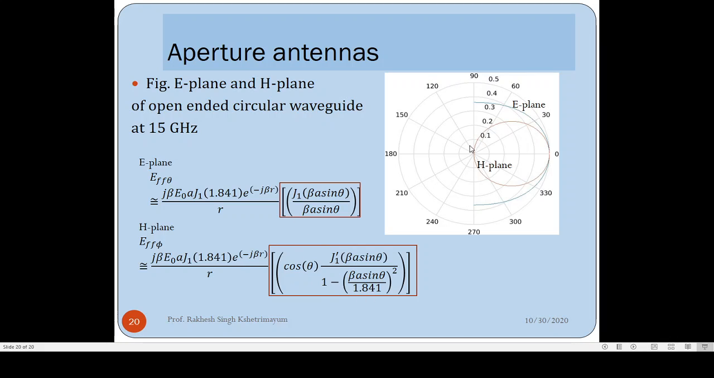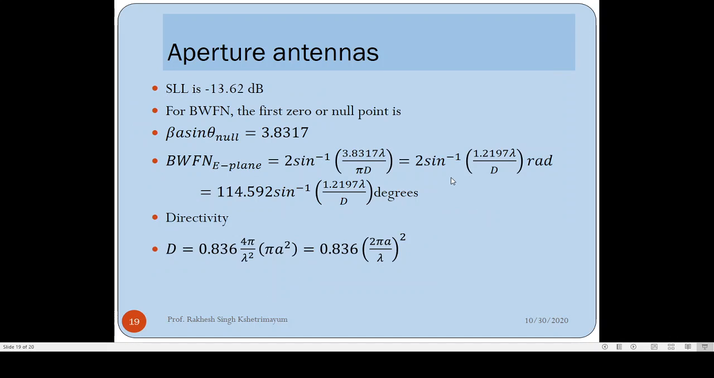And what you can observe is that the beams are narrower than that of the E plane and H plane radiation pattern of the rectangular waveguide. You see the values here. These values are very small. It's going from 0 to 0.35. But for the rectangular waveguide, it was going up to 0.8. So beams are narrower, and the directivity is also slightly higher. You can see aperture efficiency is 0.836 now.